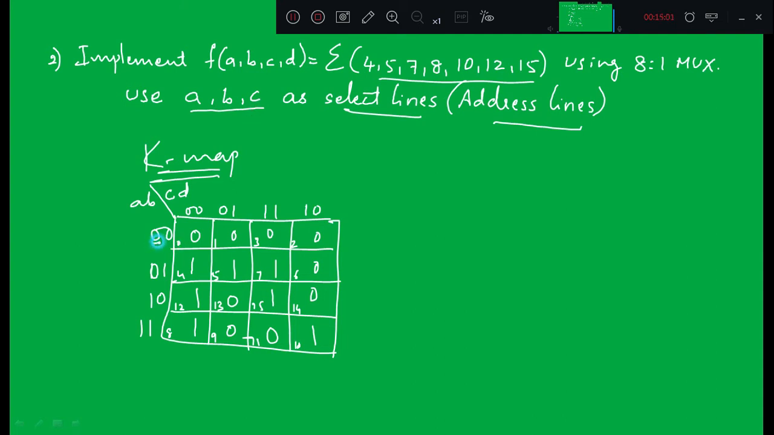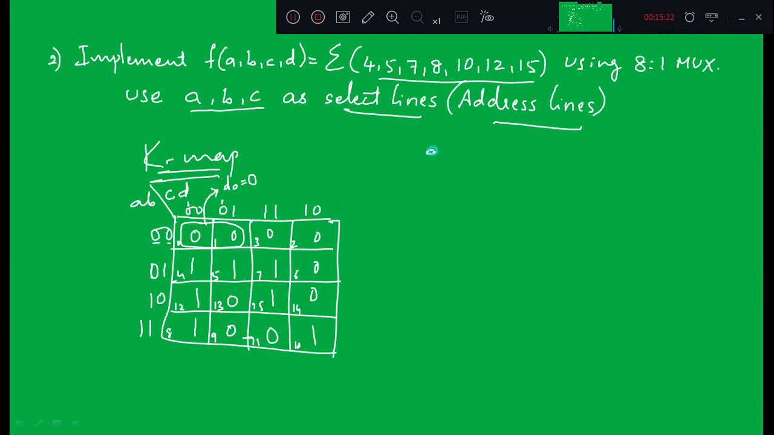Right? See here, so this is A equal to 0, B equal to 0, C is equal to 0 here as well as here, right? So you have to group these two cells. So what is this? This is D0, which is equal to 0. Both outputs are 0, no need to compare it with the D, right? So output D0 is equal to 0.